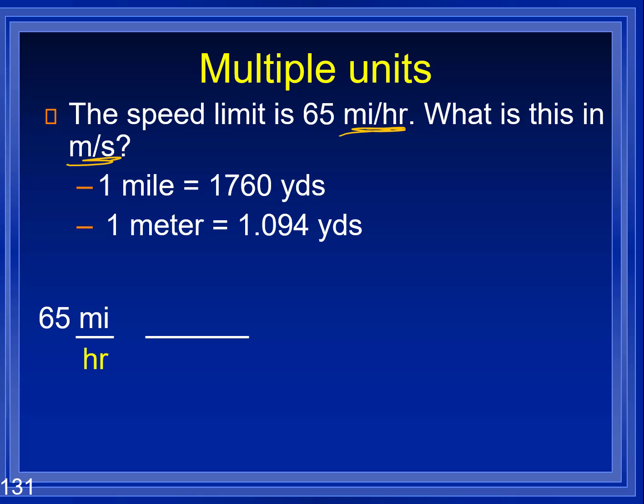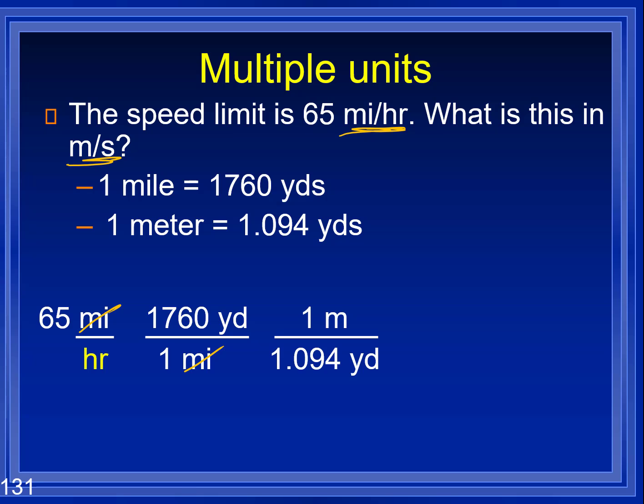If I want to get rid of miles, where does it have to go? On the bottom. What can I turn miles into? Yards. I turn miles into yards. And I copy the numbers off my equivalent statement. 1,760 yards is 1 mile. That makes it a good conversion factor. And my miles have canceled out. Now, what unit do I want to get rid of? Yards. Where's it got to go? On the bottom. What can I turn yards into that will get me closer to my answer? Meters. I can turn yards into meters.